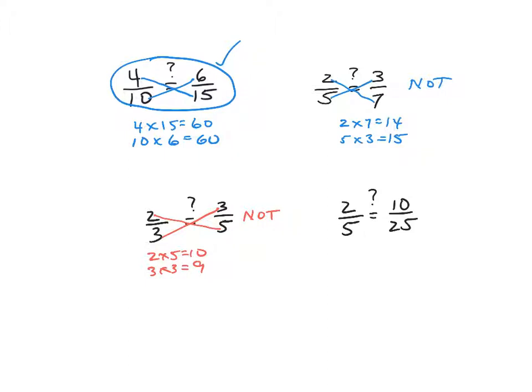As I take a look at the other one, is 2/5 equivalent to 10/25? 2 times 25 gives me 50. 5 times 10 gives me 50. So I know that yes, these two fractions are equivalent to each other.